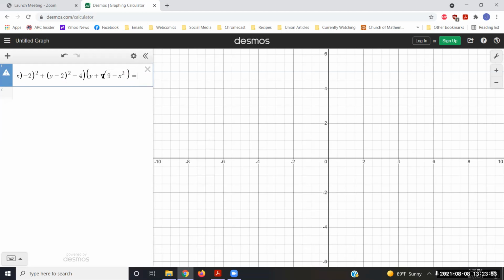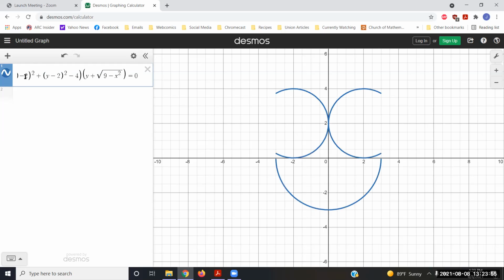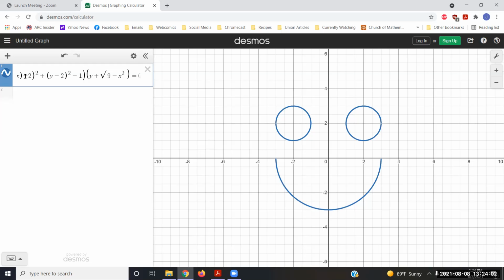And then we'll set that equal to 0. Oh, I was off by a little here. This should have been minus 1. There we go. And now we get a nice little smiley face out of it. Again, we can determine what the domain and range of this function is. In this case, the domain would be everything from -3 to +3. The range would be everything from -3 to 0, and then from 1 to 3.